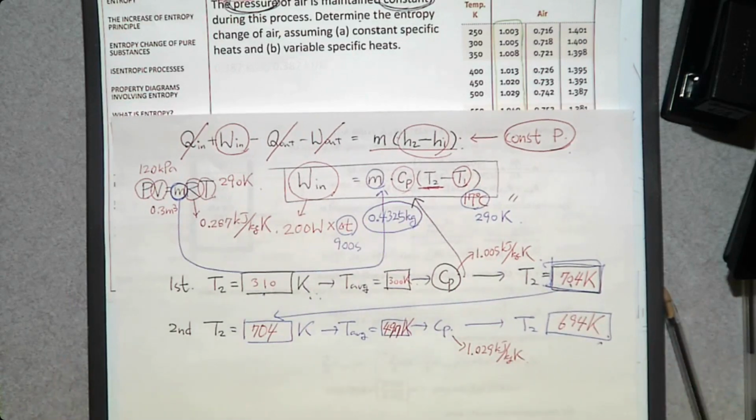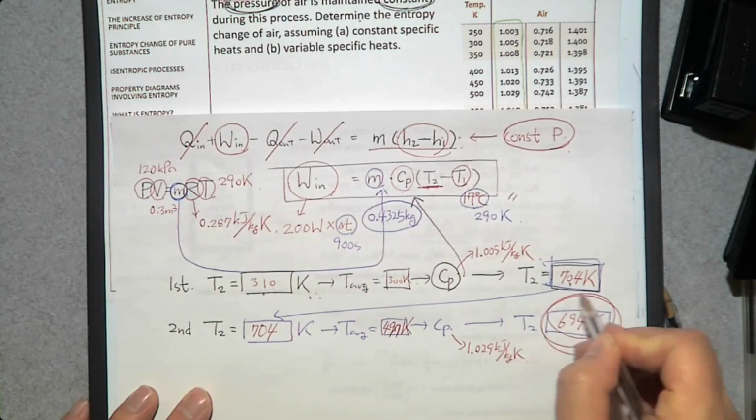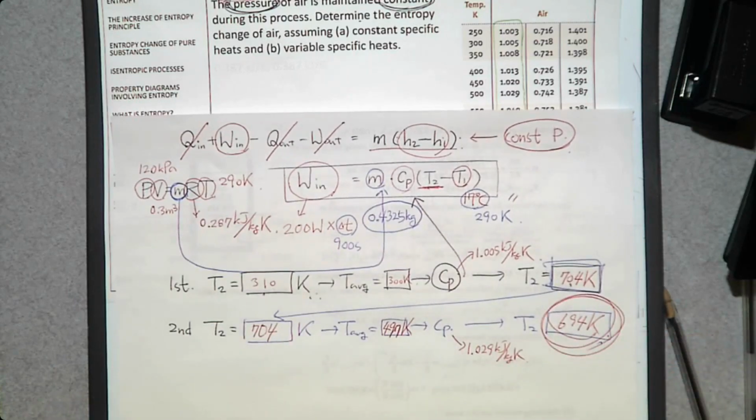Then, if you look at the initial assumption, we assumed that the final temperature is 704 Kelvin, and what we got for the final temperature is 694. I think they are close enough. So we can conclude that the final temperature of the air in this piston cylinder device is going to be this value. We assumed T2 is 704, and we calculated T2, that is 694. So they are close, right? So you end the iteration.